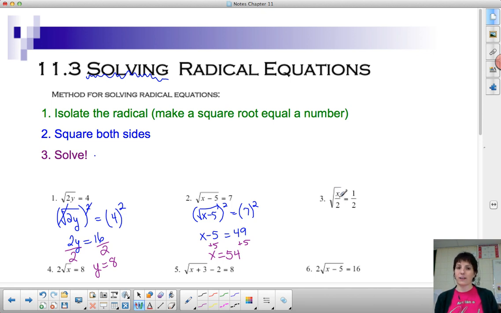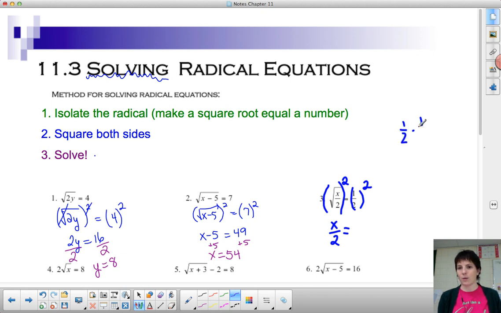The first thing we'll notice is that the isolate step was done for you. So now we need to go ahead and square both sides. When you start working on your own, you're probably going to just do this. Take the left side and square it. Take the right side and square it. On the left, we end up with x over 2, just the base, is equal to 1/2 squared. Remember that when we do 1/2 squared, it's just taking 1/2 times 1/2. So we end up with 1 over 4.